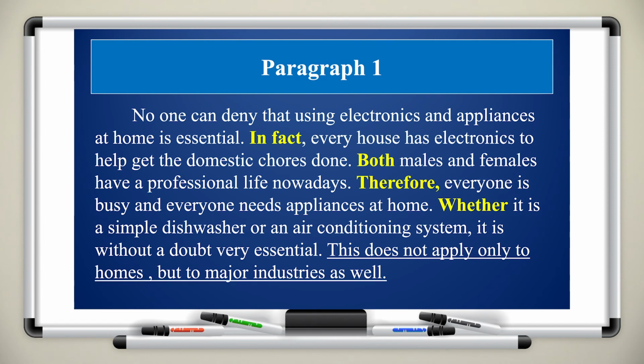Now, take a look at those transitions or conjunctions. In fact, both, therefore, whether, it all connects the sentences together and it connects the ideas together. Look at the sentence I underlined. This does not only apply to homes, but to major industries as well. This sentence is a concluding sentence. Why is it a concluding sentence? Because it introduces the idea coming in the next paragraph. So it tells me that this paragraph is done and we will discuss another idea in the coming paragraph.